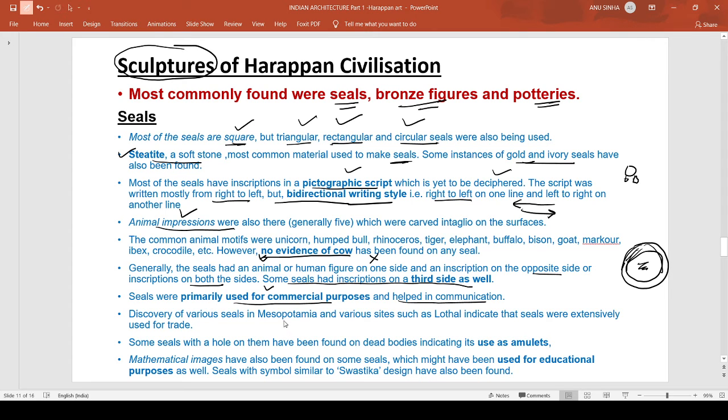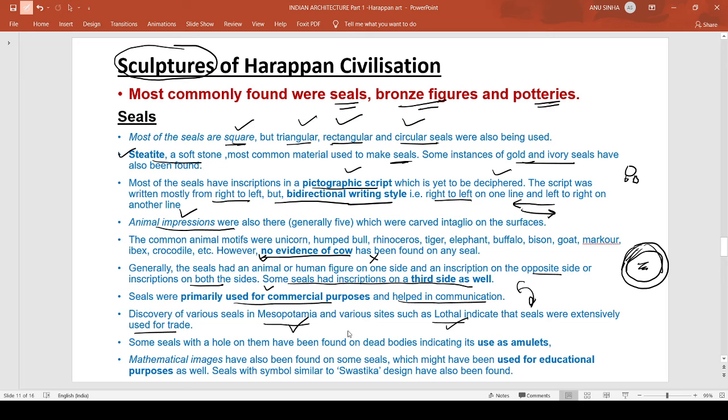Discovery of various seals in Mesopotamia and various sites such as Lothal indicates the seals were extensively used for trade. Because we have found such seals at Harappan civilization sites and the same kind of seals at Mesopotamia and Lothal, that indicates there might have been some trade going on between these places. That's why there is an exchange, and we can see similar seals.